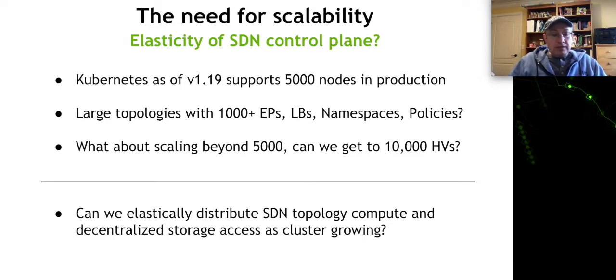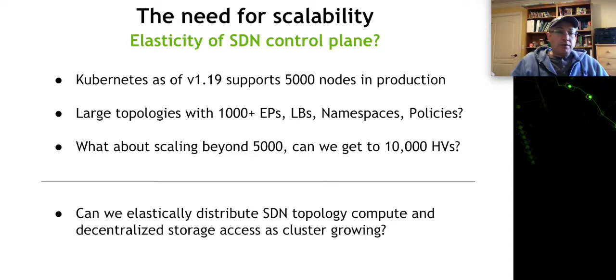What do we mean by the need for scalability, and can we really make the SDN control plane truly scalable and elastic enough so that we can support modern Kubernetes? For instance, version 1.19 supports up to 5,000 nodes in production. With large topologies, we're talking about potentially thousands of endpoints, load balancers, namespaces, and policies, which in fact will produce pretty large OVN north and southbound databases.